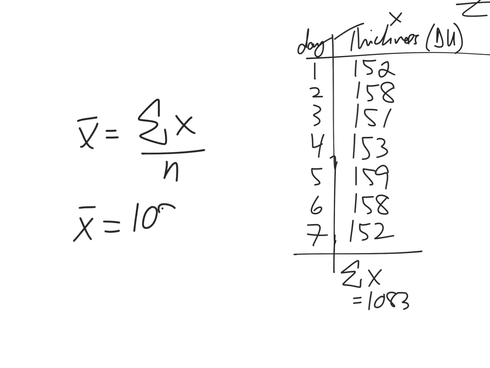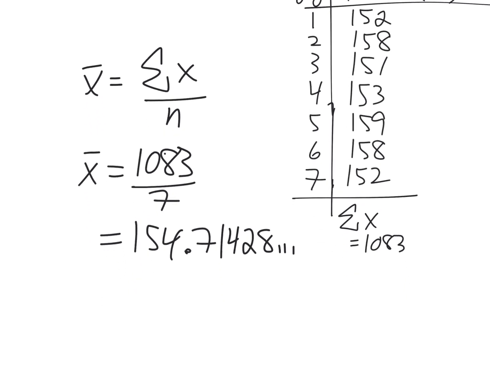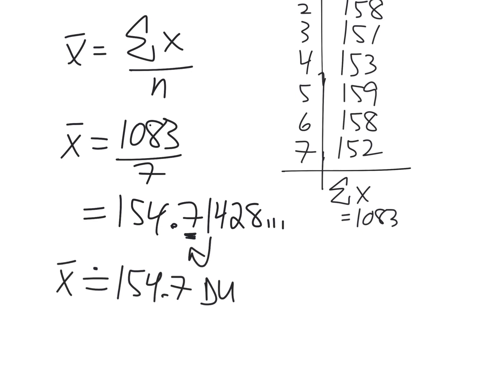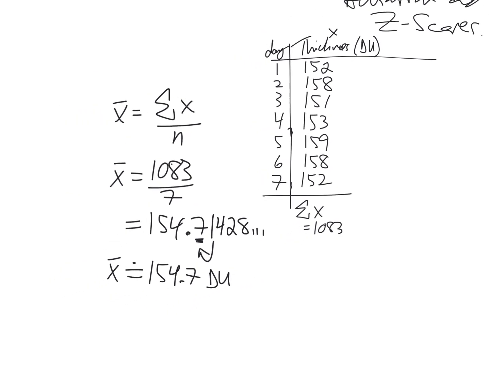So in this case, 1083 divided by 7 is 154.71428, and it continues. It actually repeats, but we're going to round off to 1 decimal place. So that means it's going to be approximately 154.7 Dobson units, the sample mean for this data set. Okay, fantastic. So that's the first step: calculate the mean, in this case the mean thickness.